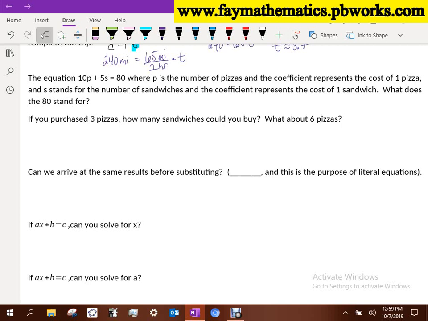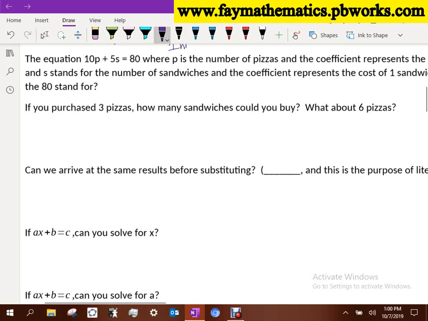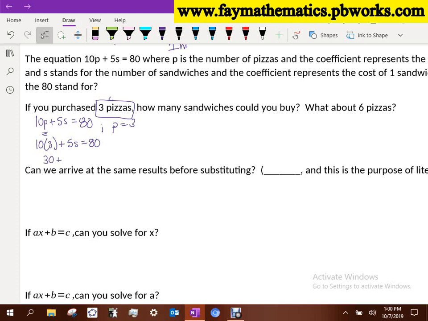And they asked me, if you purchased 3 pizzas, how many sandwiches could you buy? Well, if I start with my original equation here, it says 10p plus 5s equals 80, and in this first situation they're saying pizzas is 3, right? So does that make sense that I could take this p and rewrite it as 3? So now I have 10 times 3 plus 5s equals 80, right? What's that 10 times 3 turn into? 30. So 30 plus 5s is equal to 80.